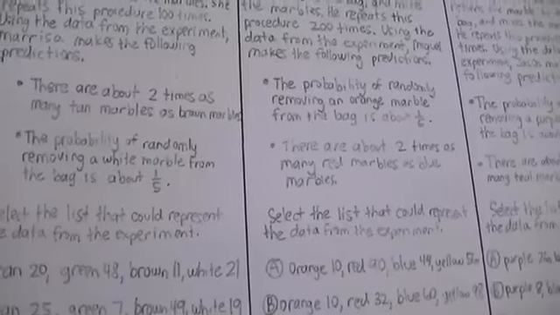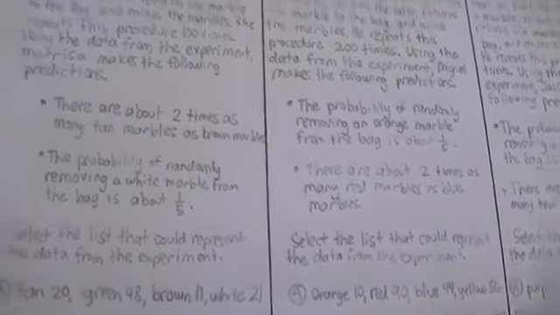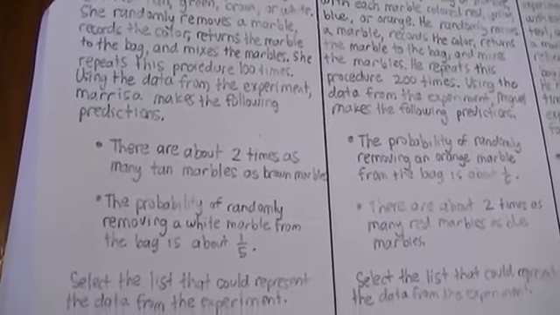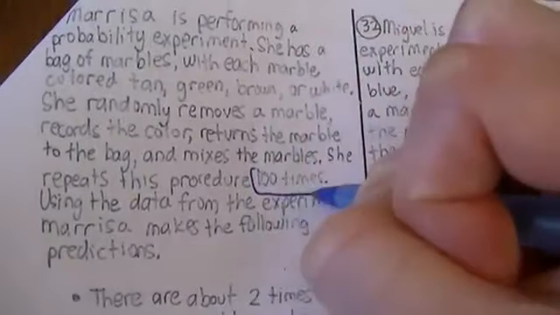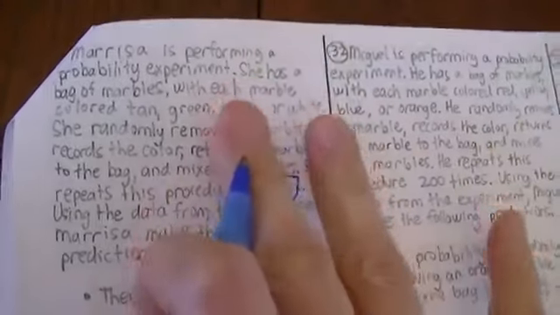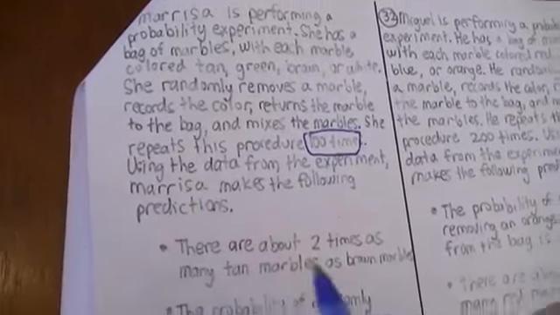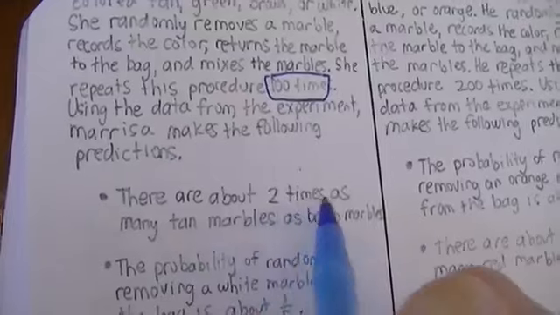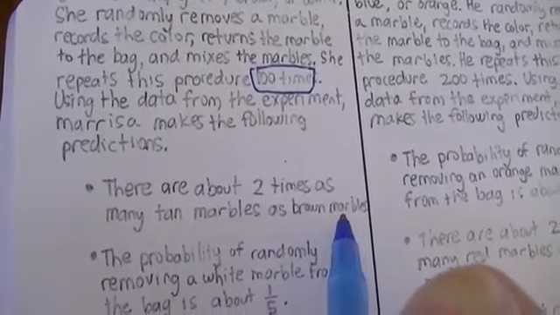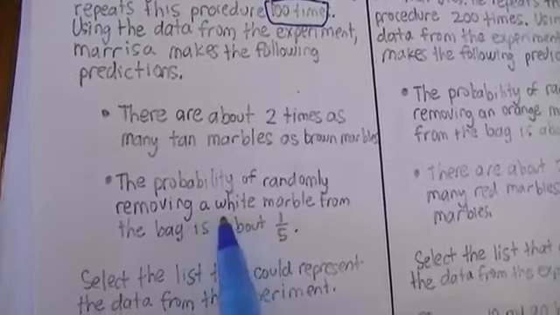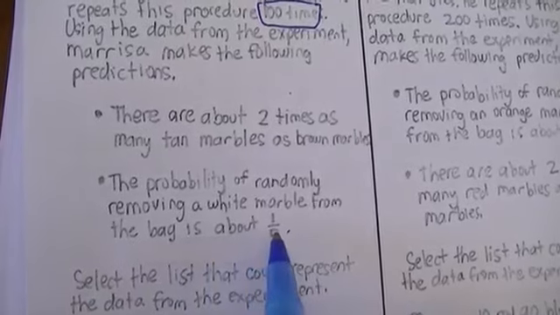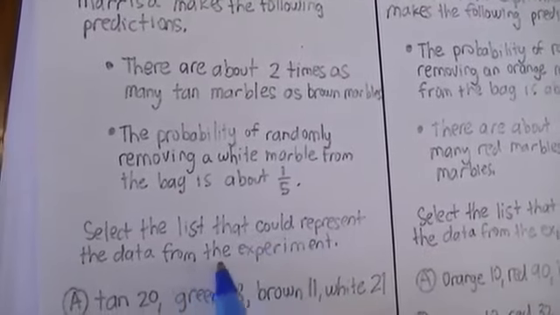Marissa is performing a probability experiment. She has a bag of marbles with each marble colored tan, green, brown, or white. She randomly removes a marble, records the color, returns the marble to the bag, and mixes the marbles. She repeats this procedure 100 times. Using the data from the experiment, Marissa makes the following prediction. She predicts that there's about 2 times as many tan marbles as brown marbles. The probability of randomly removing a white marble from the bag is about 1/5. Select the list that could represent the data from the experiment.